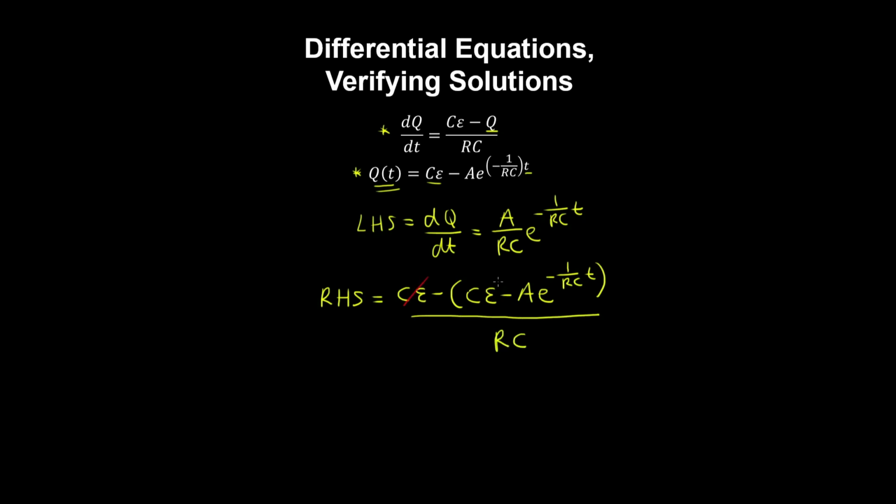And now we can cancel out these terms, and therefore this expression becomes positive because the negatives cancel. And therefore these expressions are equal, which means that q of t is actually a solution to this differential equation.